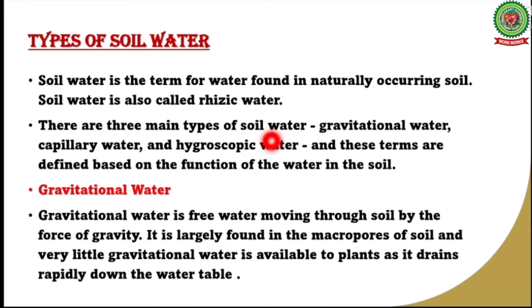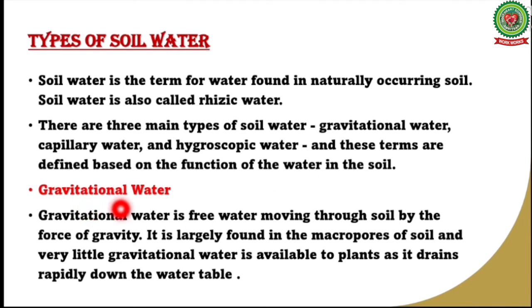Starting with the topic types of soil water. Soil water is the term for water found in naturally occurring soil. Soil water is also called rhizic water. There are three main types of soil water: gravitational water, capillary water, hygroscopic water, and these terms are defined based on the function of the water in the soil.